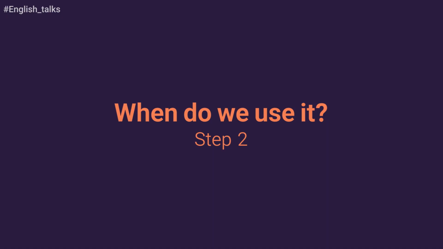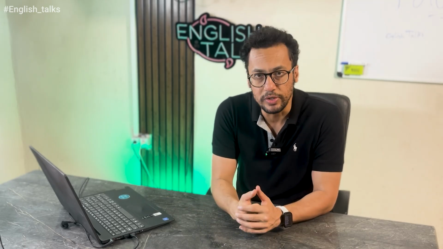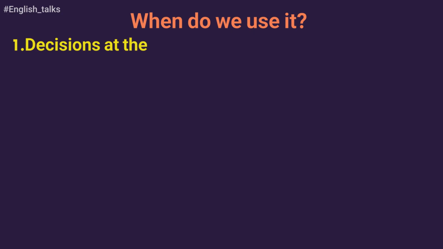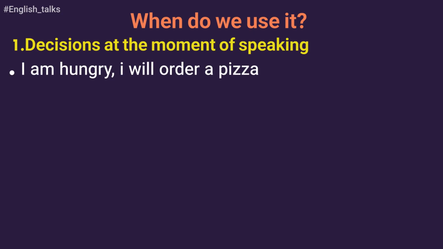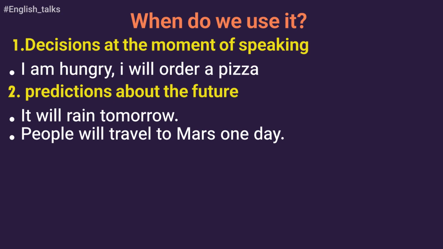When do we use it? We use future simple in 4 main situations. Number 1, decisions at the moment of speaking. I'm hungry, I will order a pizza. Number 2, predictions about the future. It will rain tomorrow, or people will travel to Mars one day.